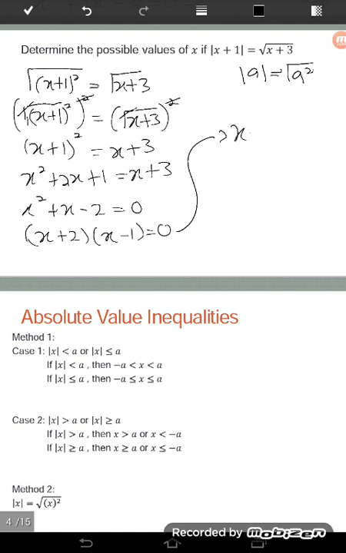Okay, so you have x plus 2 equal to 0, x equal to negative 2, and x minus 1 equal to 0, x is equal to 1.